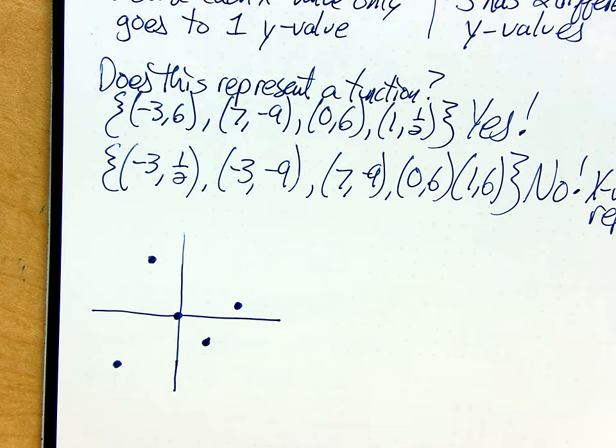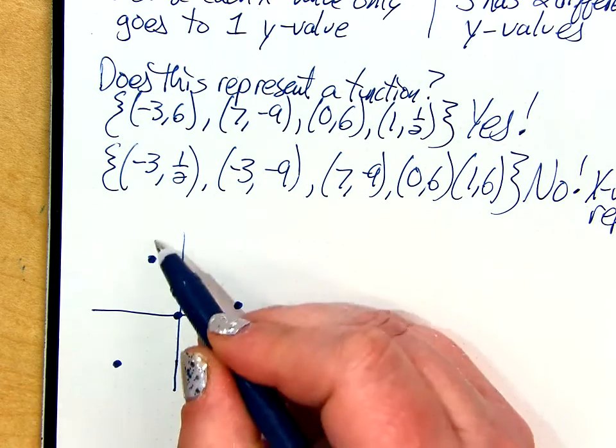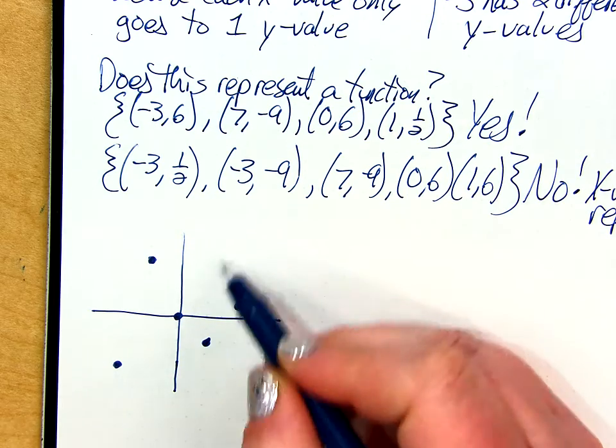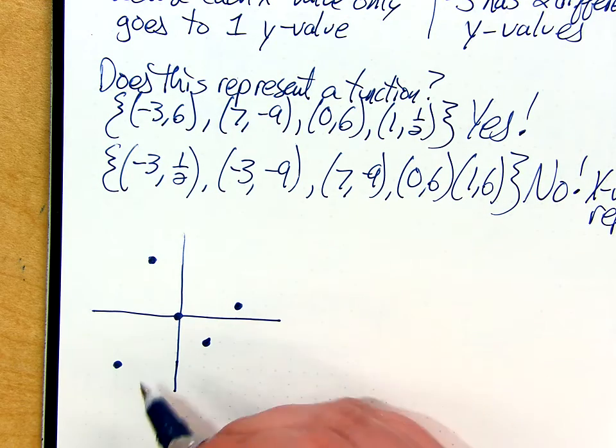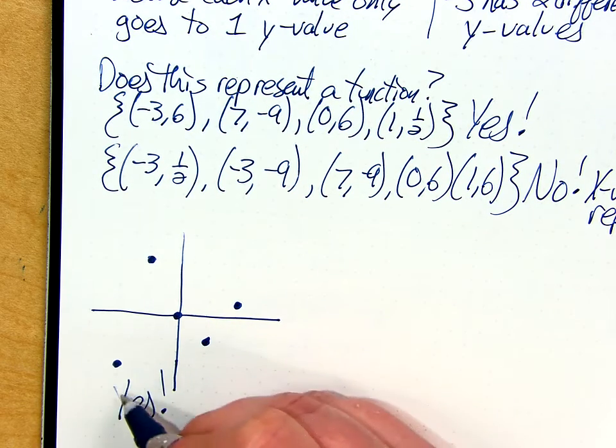Does anyone want to guess which one it is? You think it is a function? You think it's not a function? Raise your hand if you think it is a function. Raise your hand if you think it's not. Okay, we're on the fence. Well, here's the easy way to test. You can't have any two that are on top of each other vertically. So if I look in a vertical line, they don't overlap each other. So this one is a yes, this is a function.